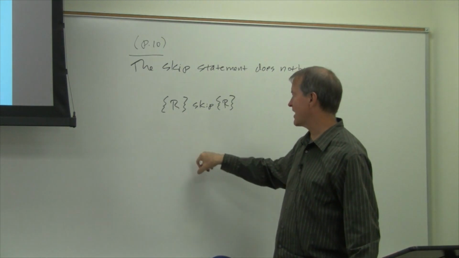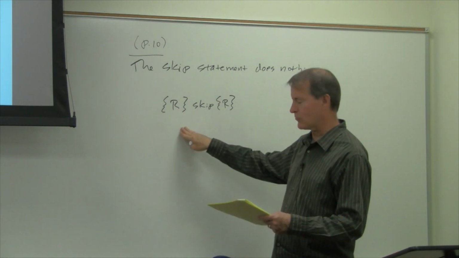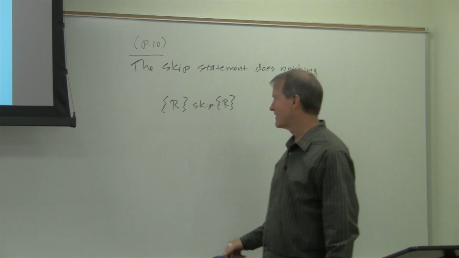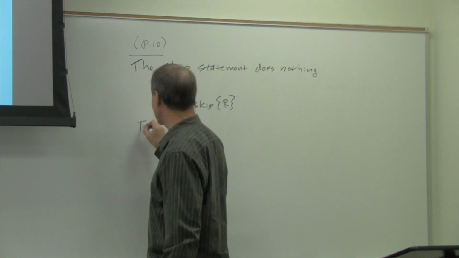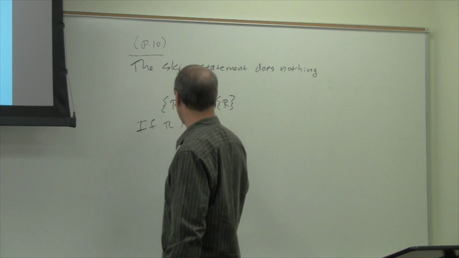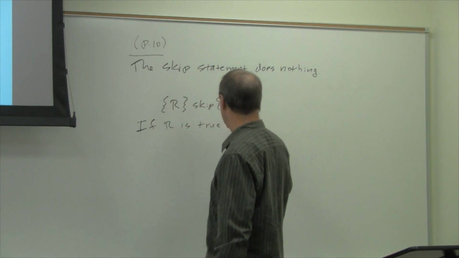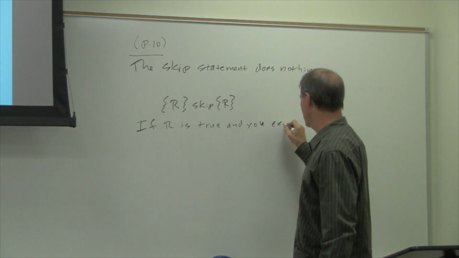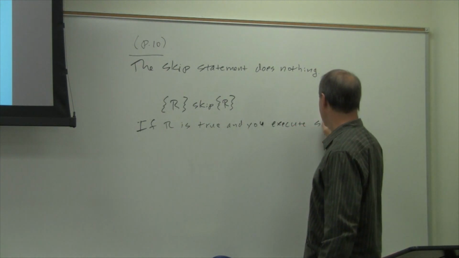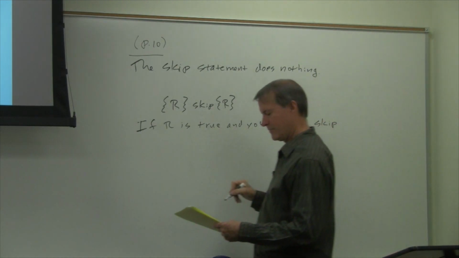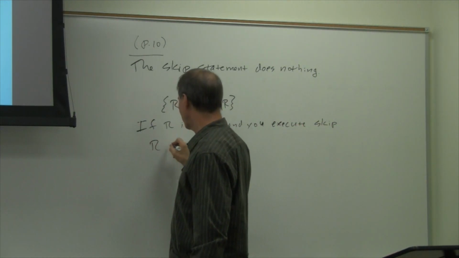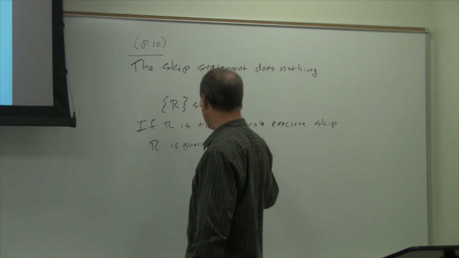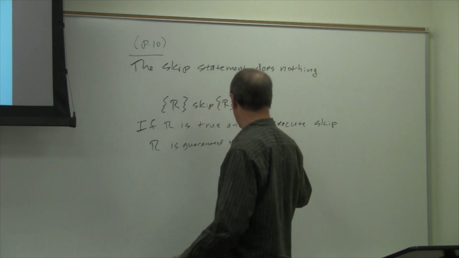And so what this is saying is, if R is true and you execute skip, R is guaranteed to be true. That's the interpretation of this, right? If R is true and you execute skip, R is guaranteed to be true.